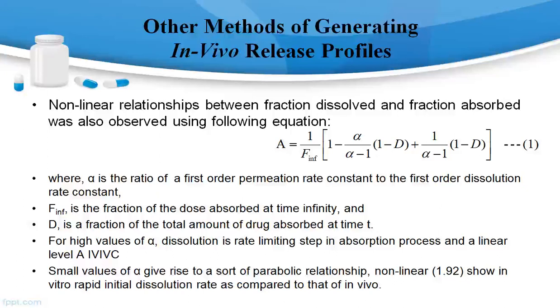For a high value of alpha, dissolution is the rate limiting step in the absorption process, and a linear correlation, that is level A. If the value of alpha is small, it gives rise to a shallow parabolic relationship, that is a non-linear relationship, for which the linear relationship constant is 1.92, showing in vitro rapid initial dissolution rate as compared to that of in vivo.